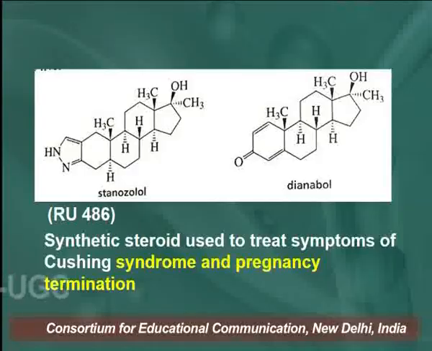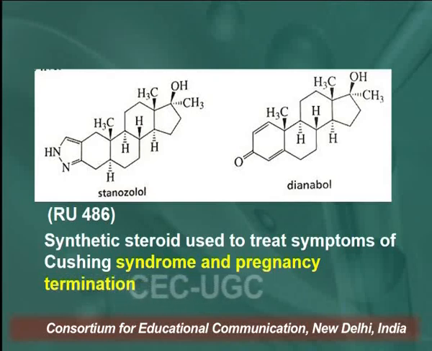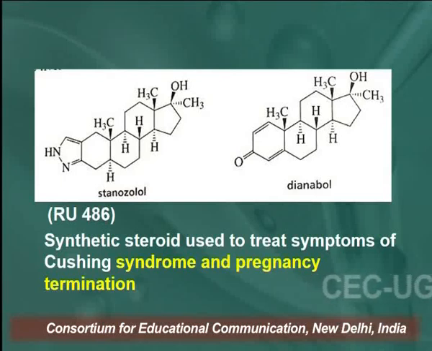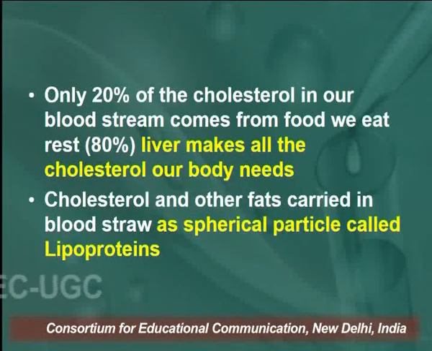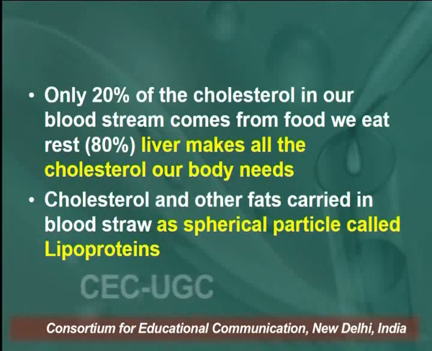So these are some anabolic steroids or human-made steroids. Their structure resembles the natural steroids. RU486 is used to treat symptoms of Cushing syndrome and for pregnancy termination, and they enhance steroid doping. They are steroid doping substances. These are the structures of these steroids. It's a very important point, learners.